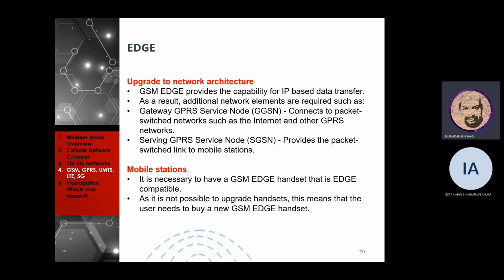Okay, H upgrade to network architecture. GSM H provide the capability for IP-based data transfer sebenarnya kan. As a result, additional network element are required such as gateway, GPRS atau tadi kan GSN kita tengok dalam diagram tadi. Okay, architecture tadi connects to packet switch network such as internet and other GPRS network. Okay, satu lagi dia ada service GPRS service network ataupun SGSN. So it will provides the packet switch link to mobile station. Okay, so benda ni lah yang kamu boleh call daripada internet ke telefon biasa kan.